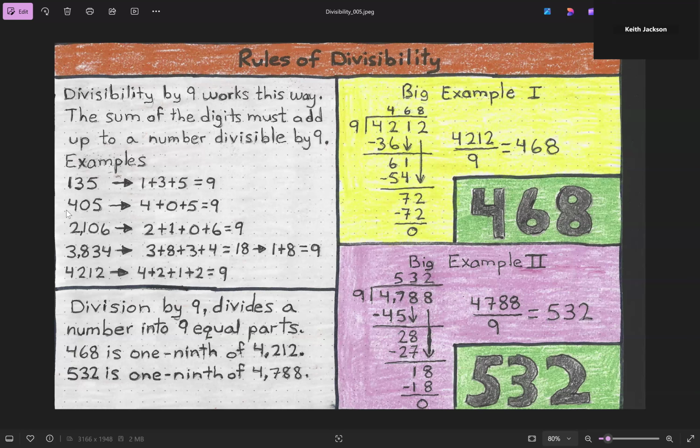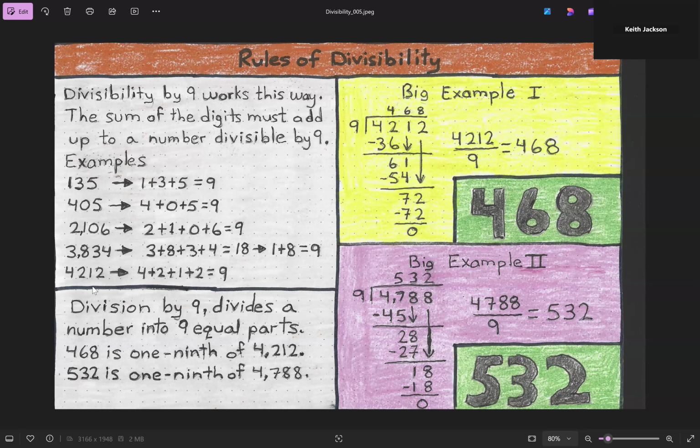All right. The same is true with 405, because if we add 4 to 0 to 5, we get 9. And 405, believe it or not, is divisible by 9. And likewise, 2,106 is divisible by 9 because the digits add up to 9, right along with 3,834 and 4,212.